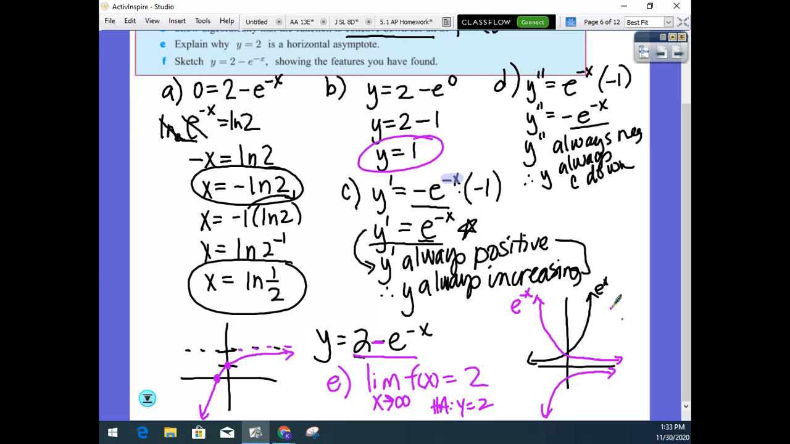But I don't know if this helped here with thinking of e to the x this way, e to the negative x this way, then flip it. And that's section F.